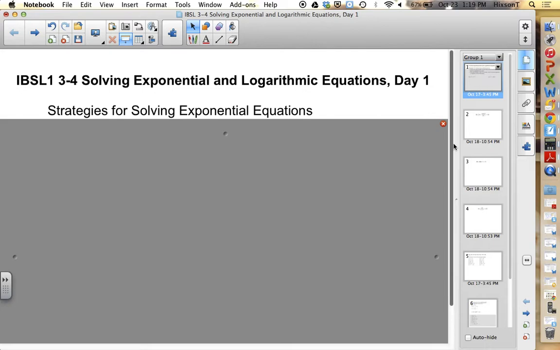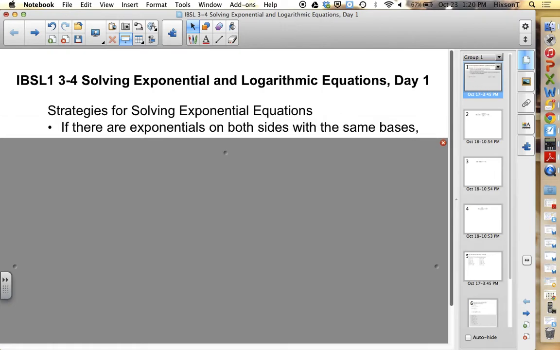Let's see here. The first thing that we're going to do, when we have an exponential equation that we're trying to solve, is recognize which situation we're in. You're either going to have an exponential on both sides of your equation or an exponential just on one side of the equation. Okay? Now the second one occurs more often. But I want to address the first one because it's actually a really easy one to handle.